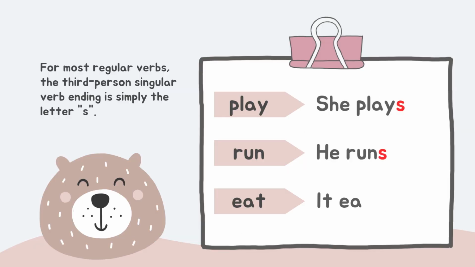For most regular verbs, the third person singular verb ending is simply the letter s. Play, she plays. Run, he runs. Eat, it eats.